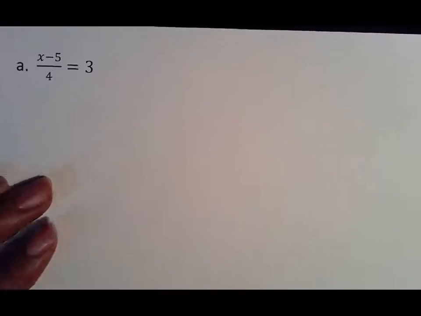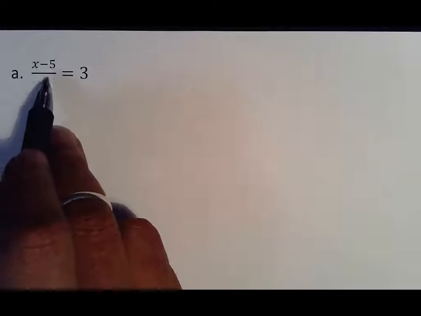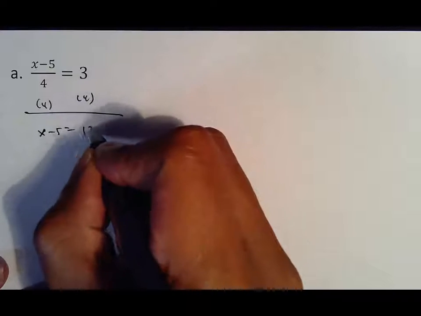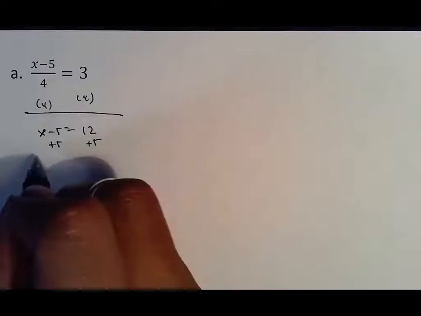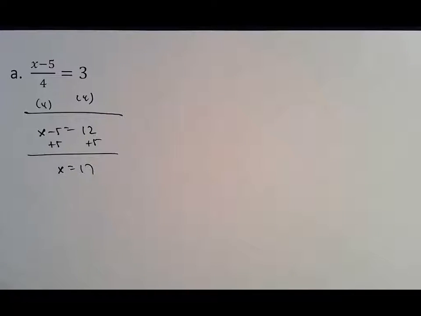So again, looking at x minus 5 over 4 equals 3. Again, the x and 5 are on top, which means 4 is the weakest because it's separated by a line. So we get rid of that 4 by multiplying by 4. The 4's cancel out, bringing down x minus 5 equals 3 times 4, which is 12. We then get rid of the minus 5 by doing plus 5, the way we learned a long time ago, and x equals 17. That's it.